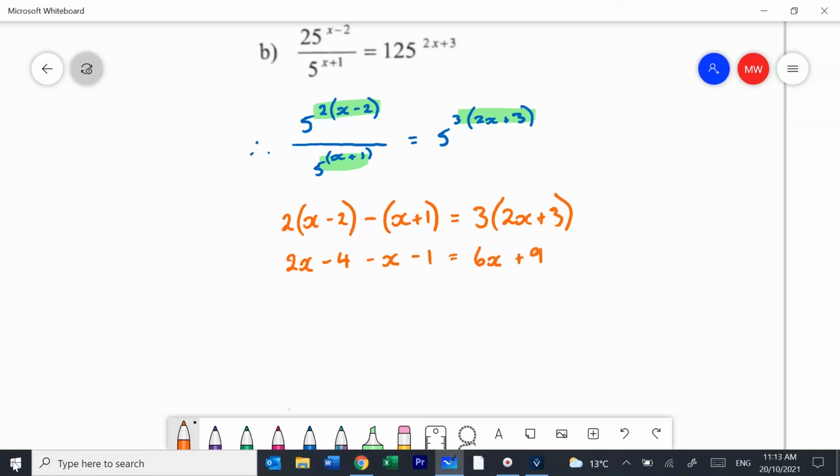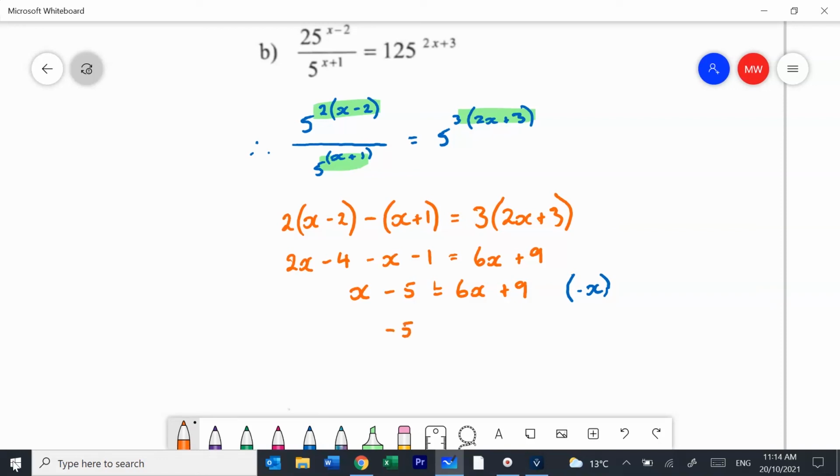And now we're just going to go about collecting like terms. So I've got 2x minus x makes x. Minus 4 minus 1 makes minus 5. On this side, I've got 6x's and 9. We talk a bit about smart choices. Doesn't really matter at this point, but I'll take x from both sides and keep all the x's positive to save me a step later.